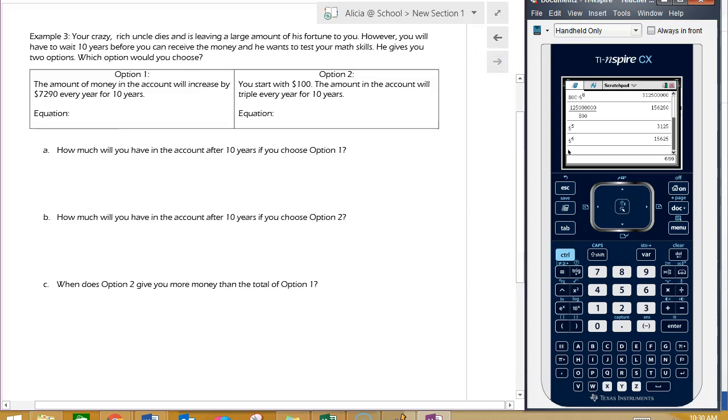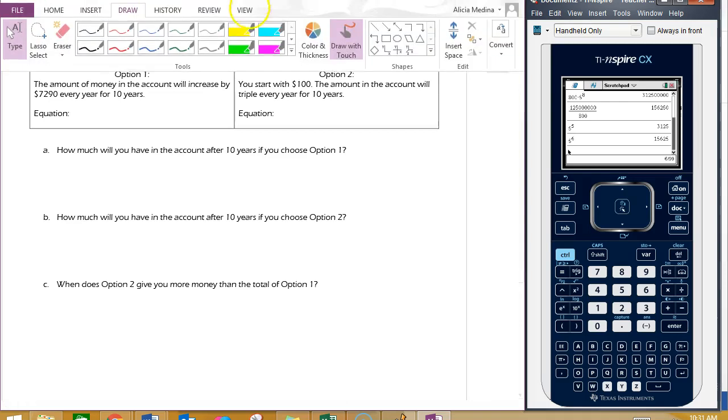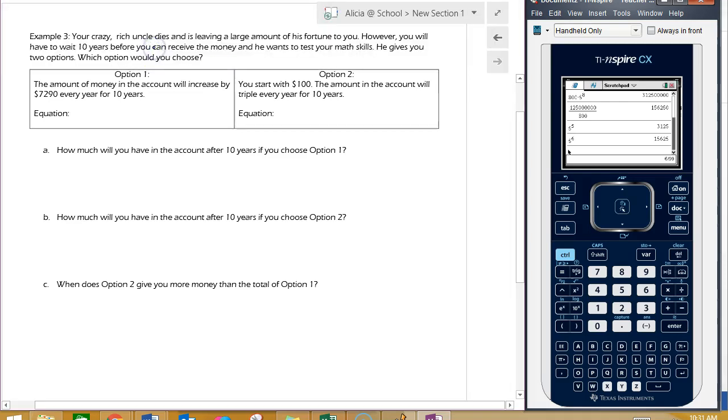I have example 3. Your crazy rich uncle dies and is leaving a large amount of his fortune to you. However, you will have to wait 10 years before you can receive the money, and he wants to test your math skills. He gives you 2 options. Which option would you choose?